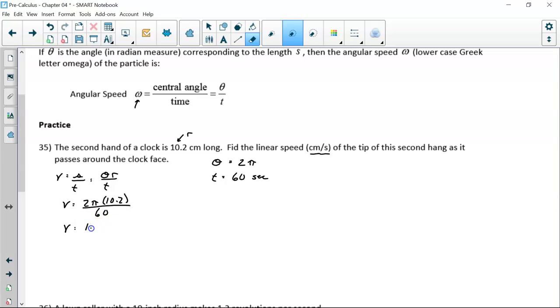So we're going to put that in our calculator. You're going to get about 1.068 centimeters per second as the linear speed of the second hand around a clock face. So there's a couple of things you had to think about as far as what does a clock look like.